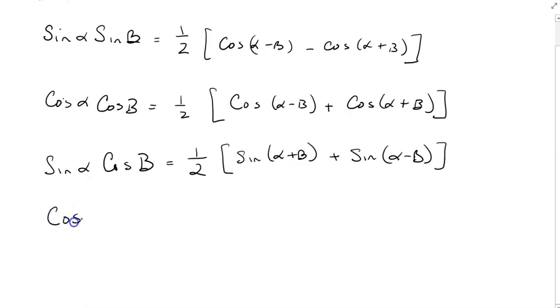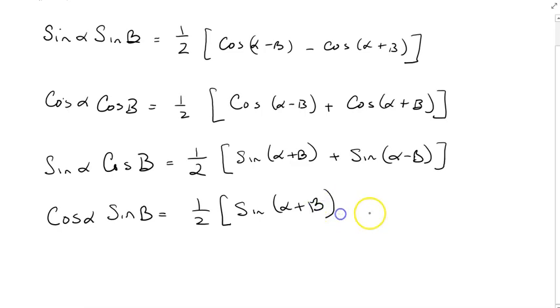And then, of course, cosine alpha times sine beta is also a version of sine. It's 1/2 sine alpha plus beta minus sine alpha minus beta. So again, just found by doing different combinations of our sum and difference formulas. So what are we going to do? You just got to be able to follow the formula.